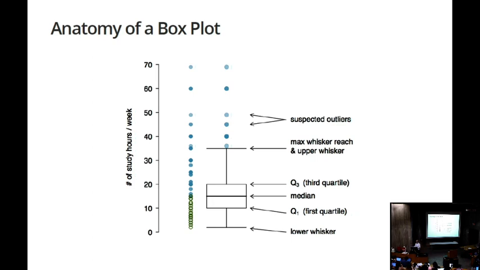You can, yeah, if you have a bunch of dots coming out one side of your box and whisker, but not the other, that's your skew right there. Absolutely. And yes, the skew on the study of hours per week goes up to 70. What would be the theoretical max of this?